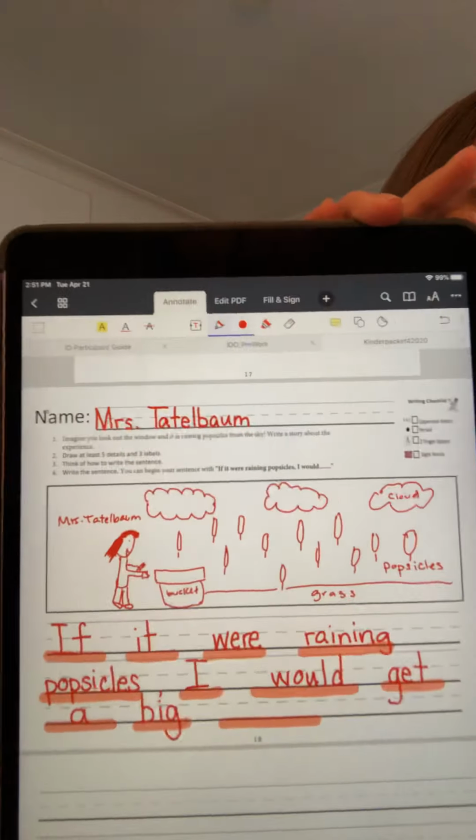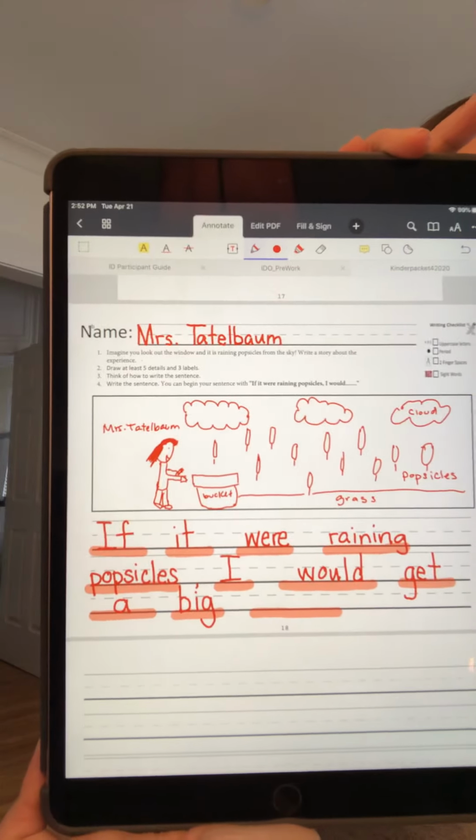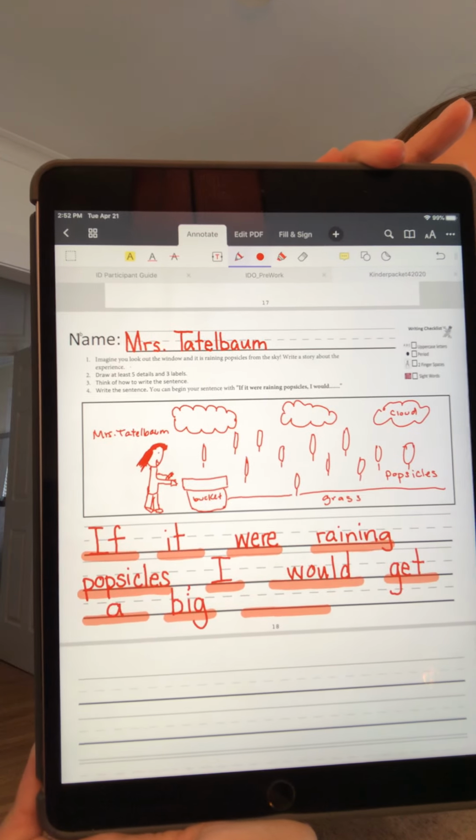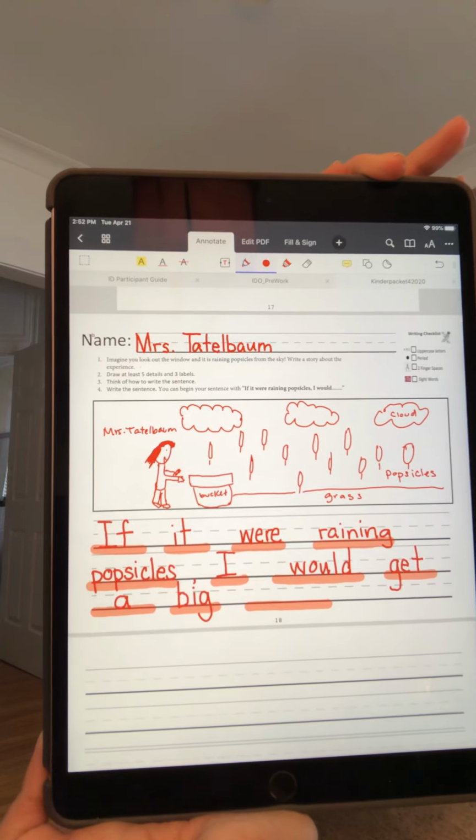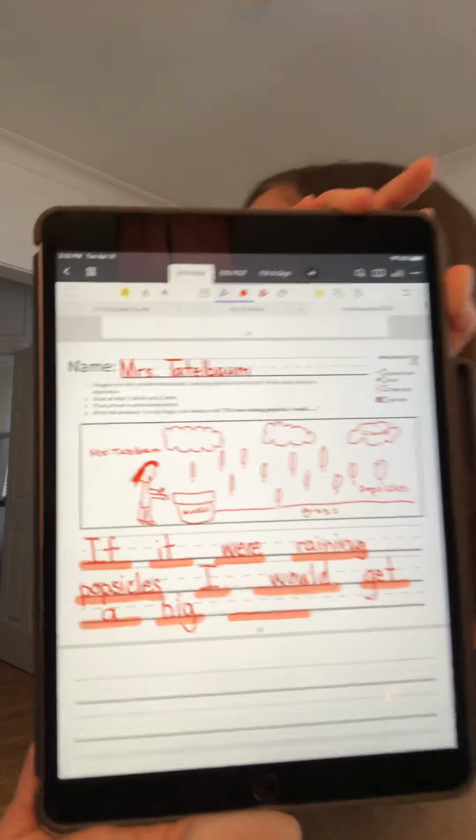Ooh, I think I can sound this one out too. B, I, G. I would get a big. If it were raining popsicles, I would get a big, last word's gonna be bucket. Buck.